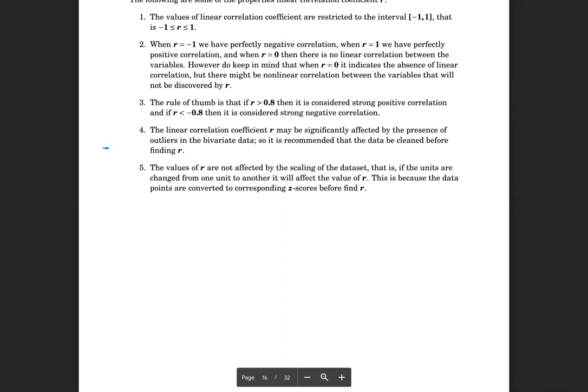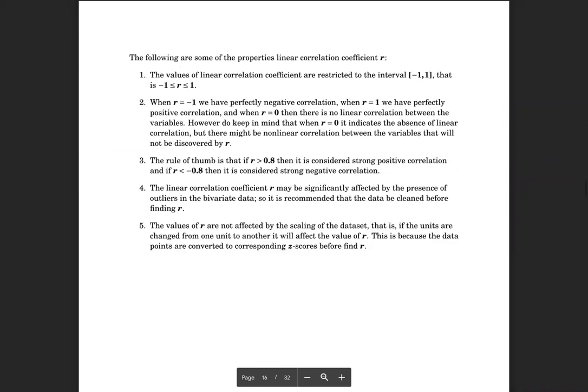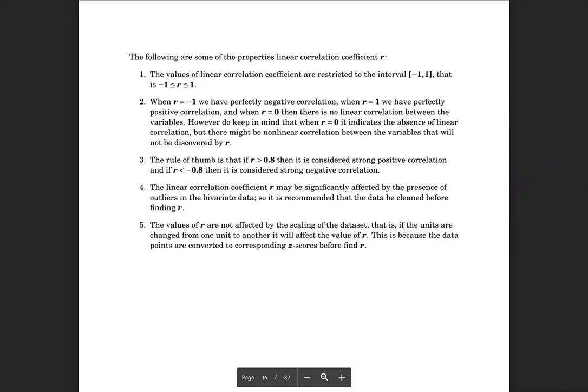So to summarize, we went over 5 different properties of the Pearson linear correlation coefficient. It is between -1 and +1. Then -1 means perfect negative correlation, +1 means perfect positive correlation, and R near 0 means no linear correlation. However, there might be non-linear correlation. Then the rule of thumb: R greater than 0.8 means strong positive correlation, R less than -0.8 is strong negative correlation.